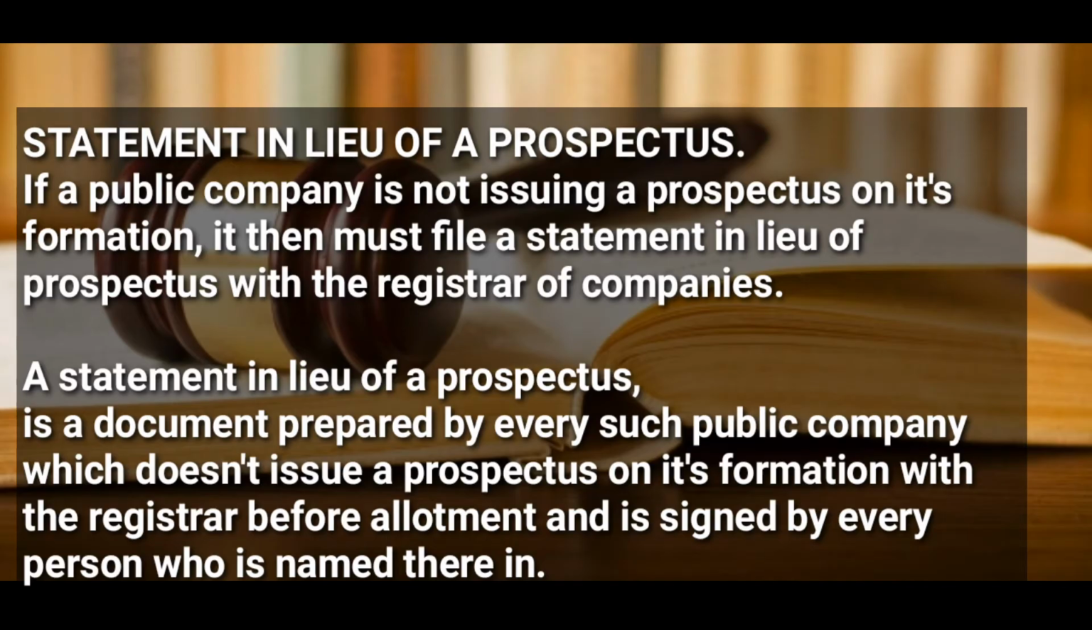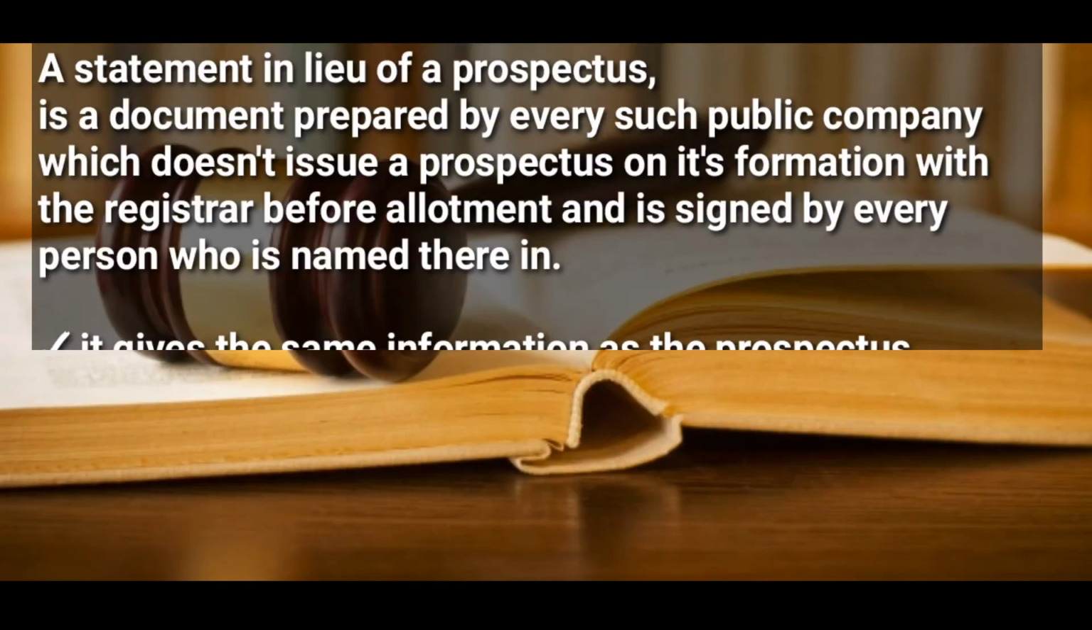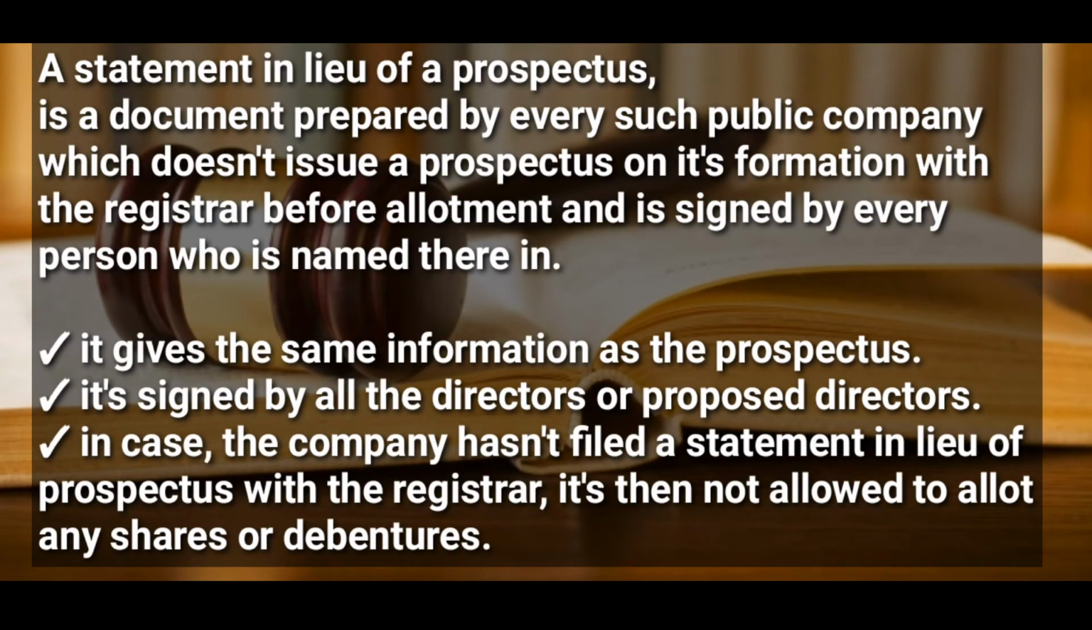So if a public company doesn't issue a prospectus on its formation, it must issue a statement in lieu of a prospectus. And the statement in lieu of a prospectus gives the same information as the prospectus. It is signed by all the directors or the proposed directors, and in case the company hasn't filed a statement in lieu of a prospectus with the registrar, it's then not allowed to allot any shares or debentures. Allotting is like distributing. If it doesn't file a statement in lieu of a prospectus, yet it also didn't issue the prospectus, it can't be allowed to distribute shares or debentures.